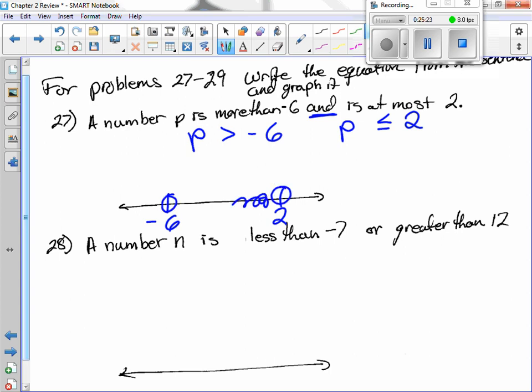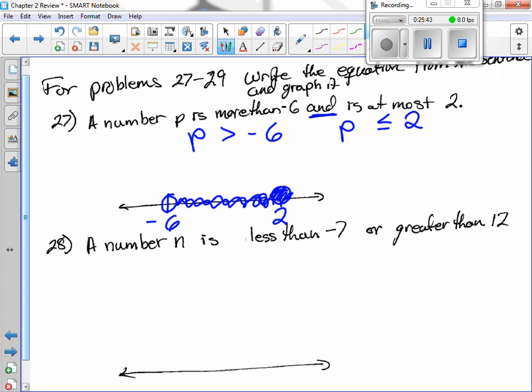And it's talking about what's in the middle. Now, -6 is just greater than it, so would we fill the circle in at -6? P is less than or equal to 2, so here we would fill it in. And that's all we need to do for 27.